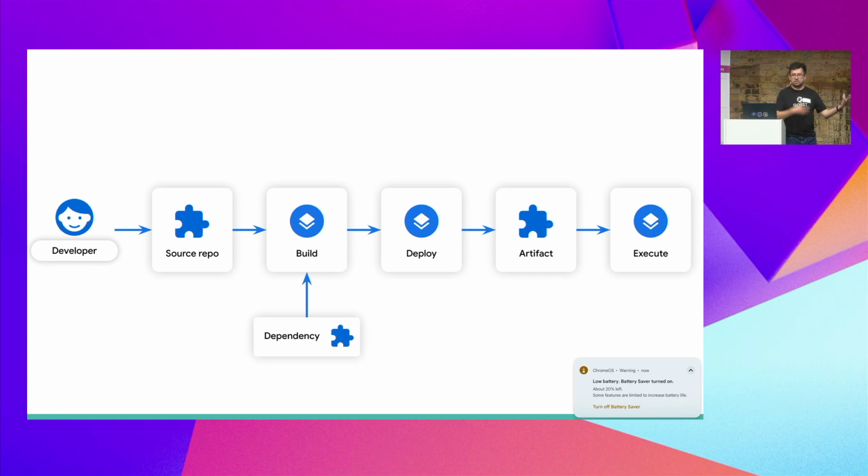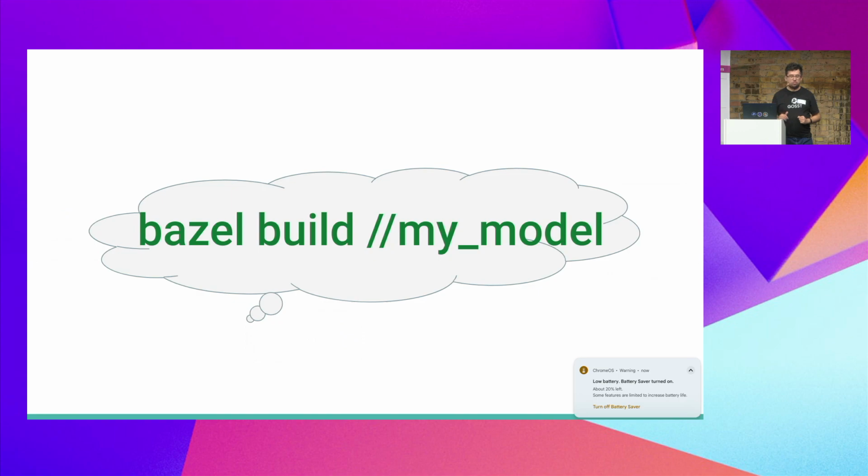You have some source, you have some dependencies, combine them together in a build, you deploy an artifact that then gets used. So why not think of a possible future where you can just say, CMake my model, or Bazel build my model, or something like that.